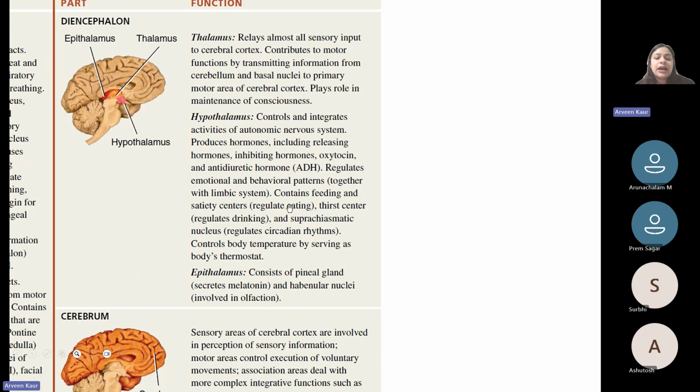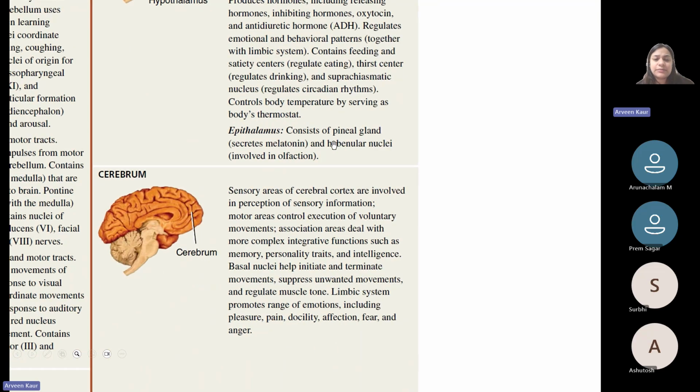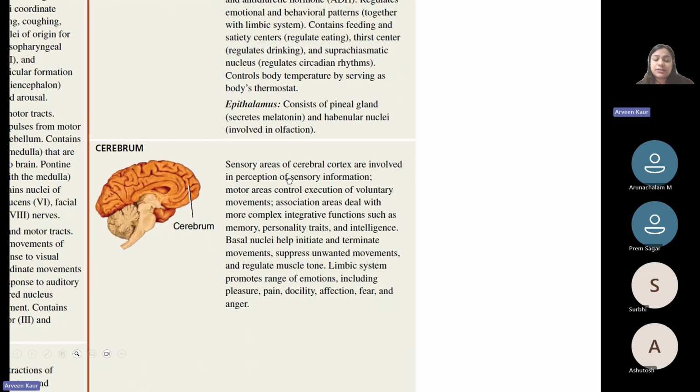It also contains feeding and satiety centers, which regulate eating, the thirst center, which regulates drinking, and suprachiasmatic nucleus, which regulates the circadian rhythm. It also controls body temperature by serving as the body's thermostat. Epithalamus consists of the pineal gland, which secretes melatonin, and habenular nuclei, which are involved in olfaction.